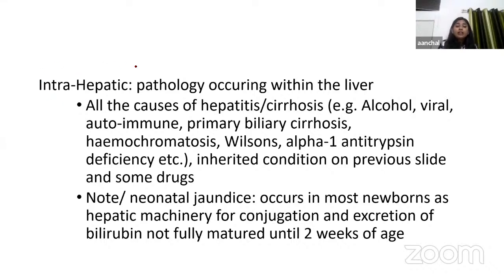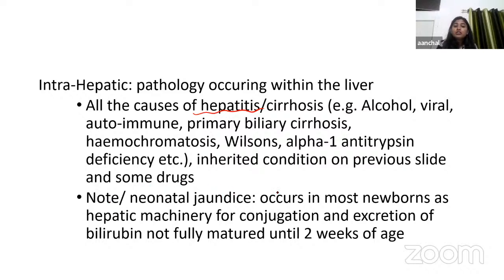Then in intrahepatic jaundice, pathology occurs within the liver. All the causes of hepatitis and cirrhosis. Hepatitis is a condition in which there is inflammation of the liver or liver cells. Cirrhosis, alcohol, viral, autoimmune disease, primary biliary cirrhosis, hemochromatosis, Wilson's disease, alpha-1 antitrypsin deficiency, etc. Inherited conditions from the previous slide, and some drugs.